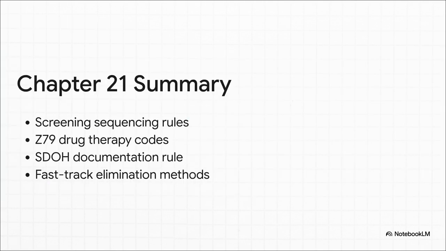As promised, I've put together a Chapter 21 summary cheat sheet for you. It captures the exact screening sequencing rules, the Z79 drug therapy codes, the SDOH documentation rule, and the elimination methods we just went over. Go ahead, pause the explainer and grab a screenshot for your study notes. You're going to want this framework fresh in your mind when you take your next practice test.